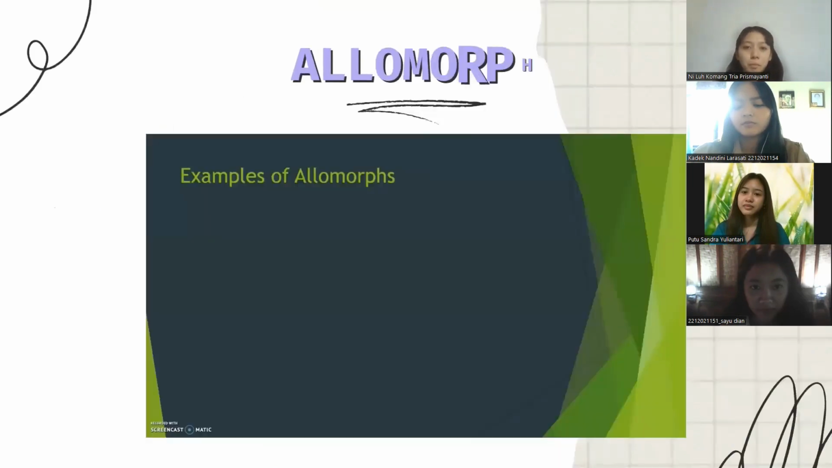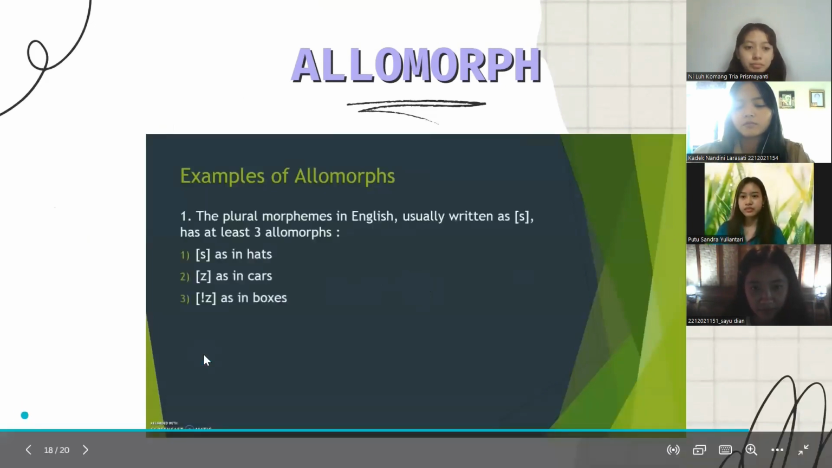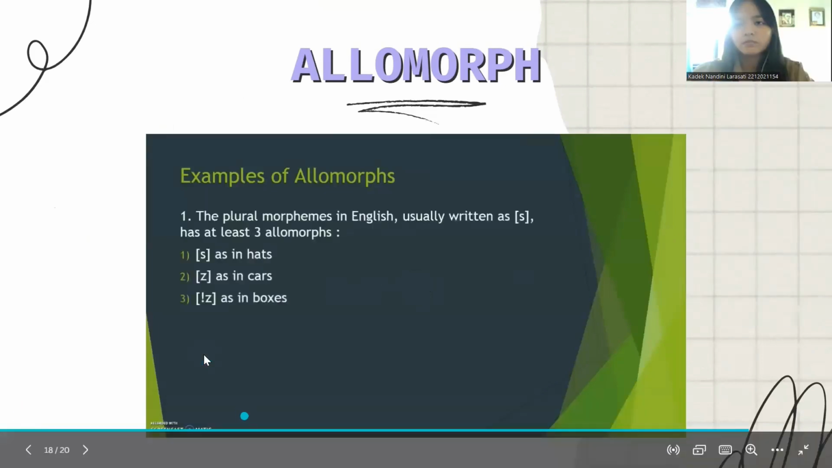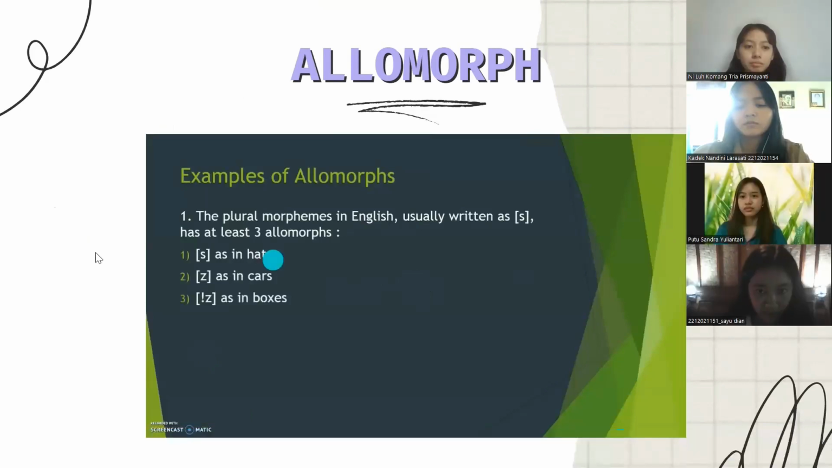Here I have some examples of allomorphs. The first one, the plural morpheme in English, usually written as S, has at least three allomorphs. The first one we have S as in hats. The second we have Z as in cars. And the third we have iz or es as in boxes.